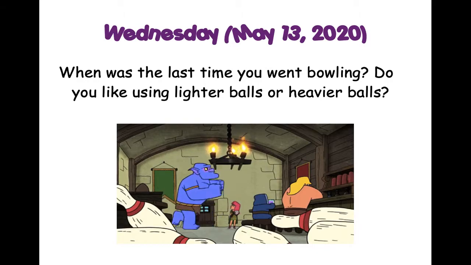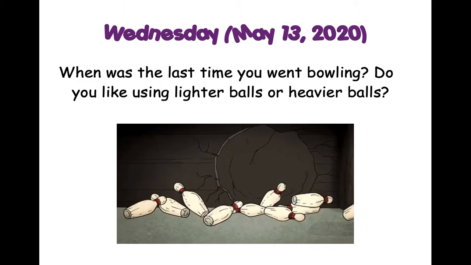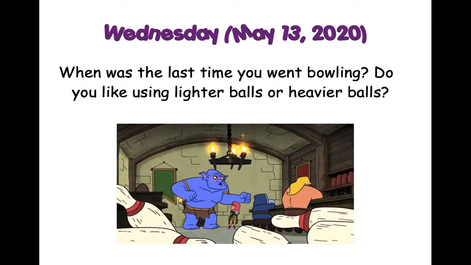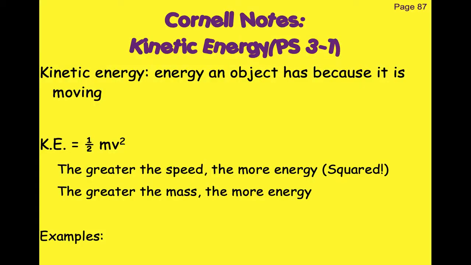Now, if I were that guy with a big ball like that, it seems like bowling becomes a lot easier. So once again, kinetic energy is the energy associated with motion. When something's moving, it has kinetic energy. The more mass it has, the more energy it's going to have, and the more speed it has, the more energy it's going to have, and this is squared. So the speed has a much bigger impact on the total kinetic energy.